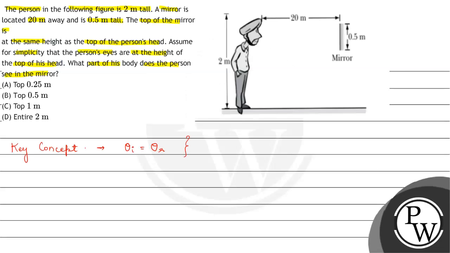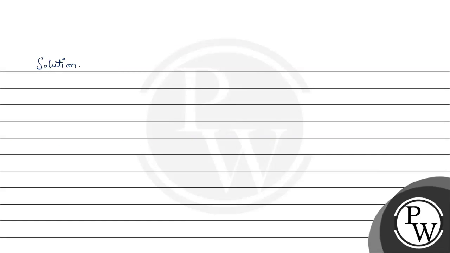So, for the solution part, for simplicity, we are given that the person's eyes are at the height of the top of his head. Okay, so let us redraw the diagram. And now, the person can see from the top of his head. There is a mirror. The person's height is given to us as 2 meters, and the mirror is 0.5 meters.